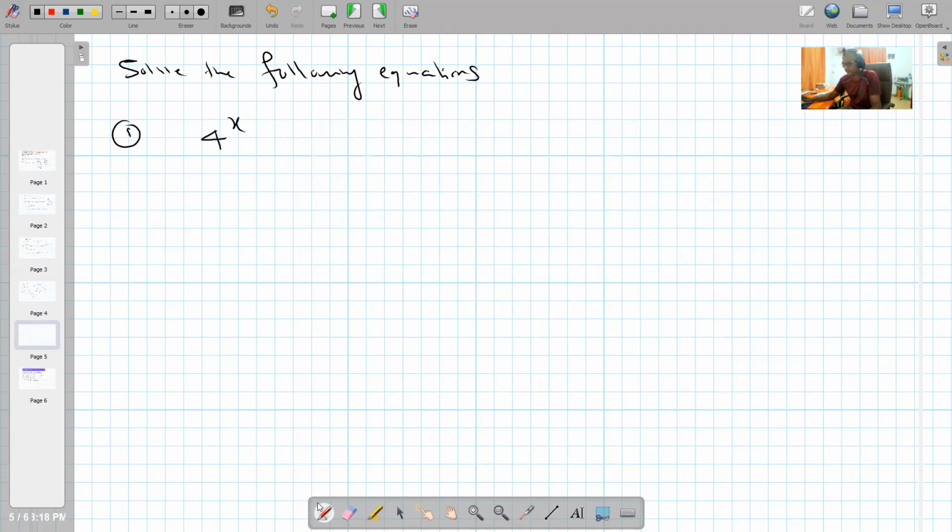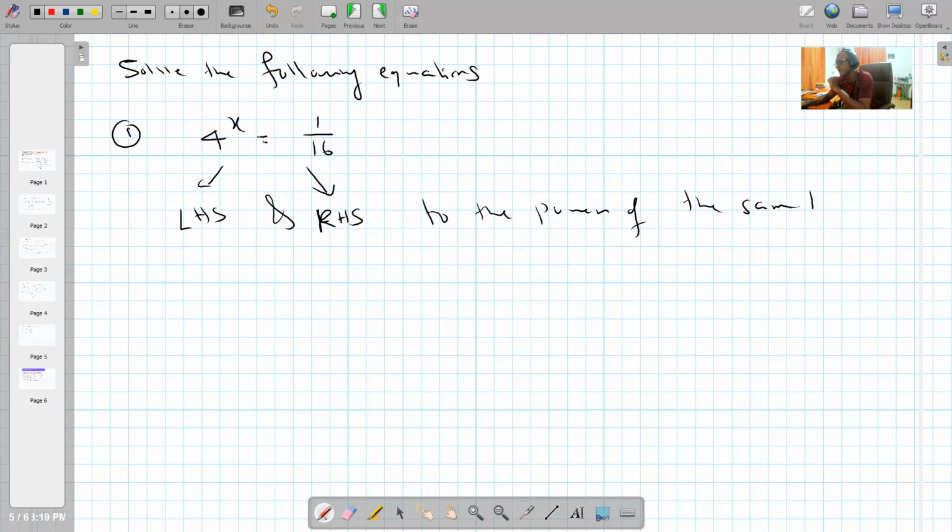4 to the power of x is equal to 1 over 16. Et quand vous avez des affaires comme ça, vous savez, express both the right hand side, ça c'est ce qu'on appelle the right hand side, moi je crée comme ça, abréviation. Right hand side. Ça c'est left hand side. Moi express left hand side and right hand side to the powers of the same base. C'est principe.